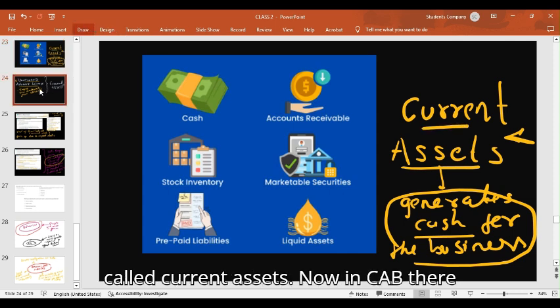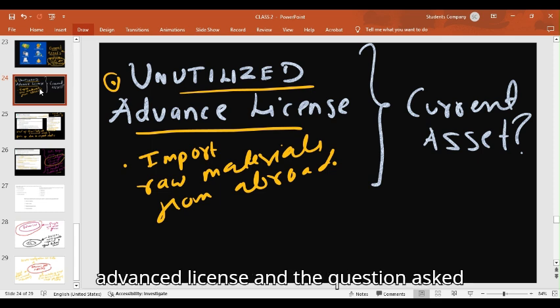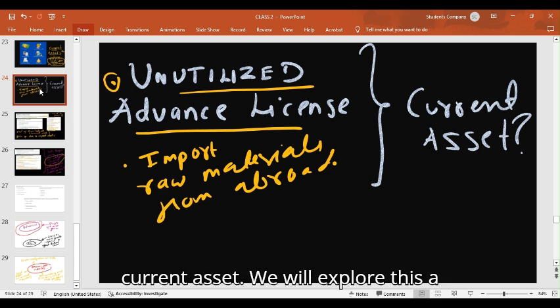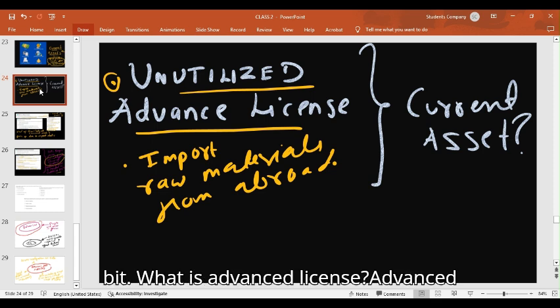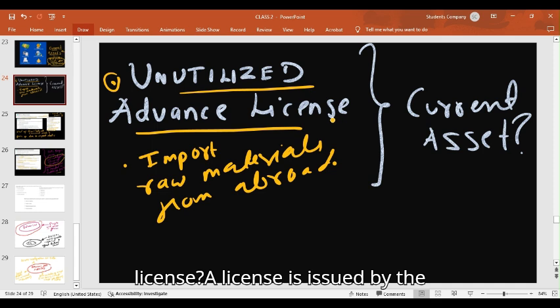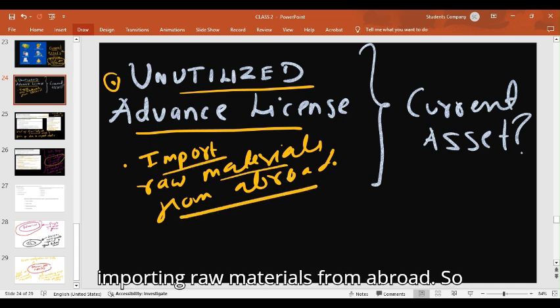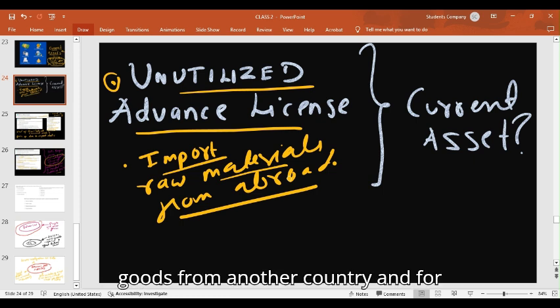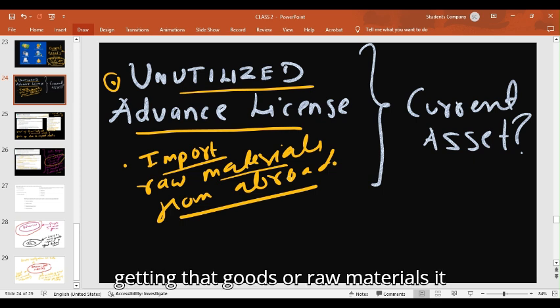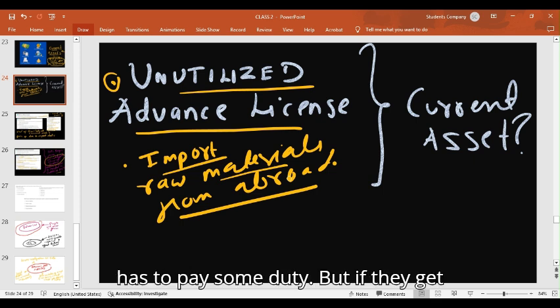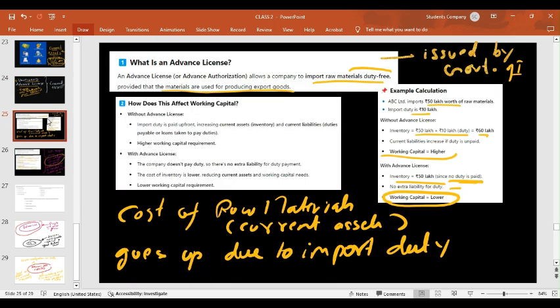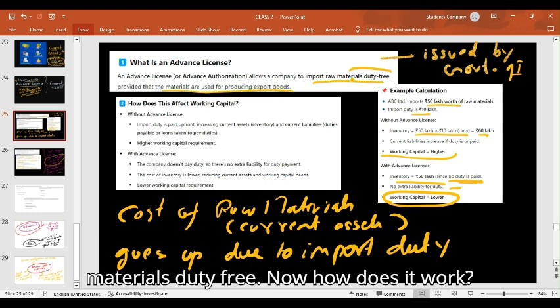Now in CAB there is a topic called unutilized advance license, and the question asked is whether this can be considered as a current asset. We will explore this a bit. What is advance license? Advance licenses are licenses issued by the government to a company which is importing raw materials from abroad. For getting those goods or raw materials, it has to pay some duty. But if they get this license from the government, they will save the import duty. So it allows the company to import raw materials duty free.